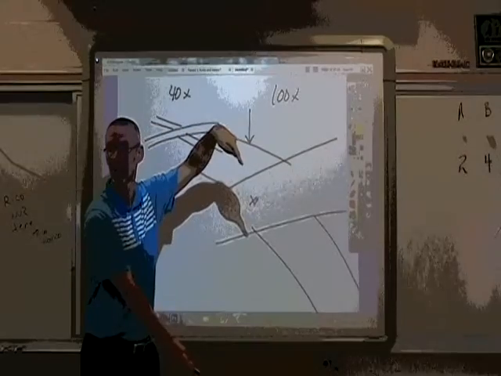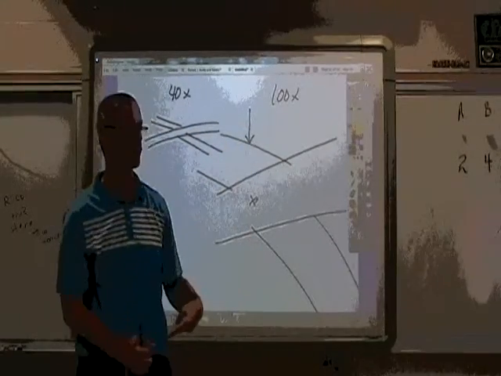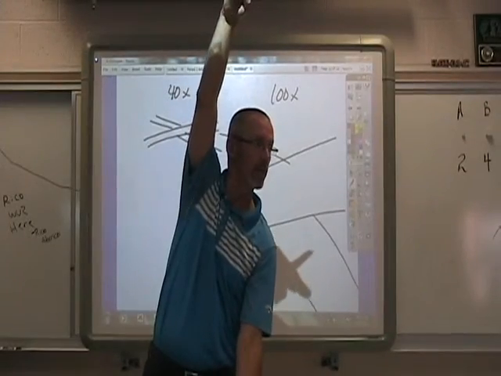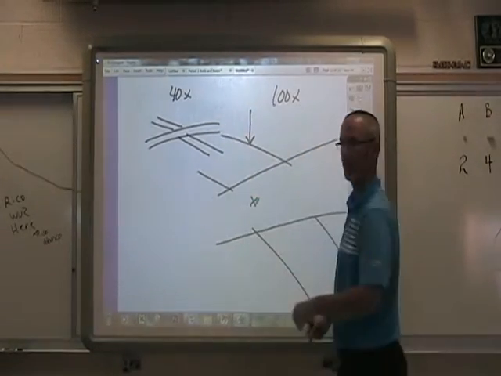Does everybody see what I'm talking about? That's depth of field. Because when you magnify an image, it doesn't just get wider. What does it get? It gets deeper. Can you turn that into a paragraph?